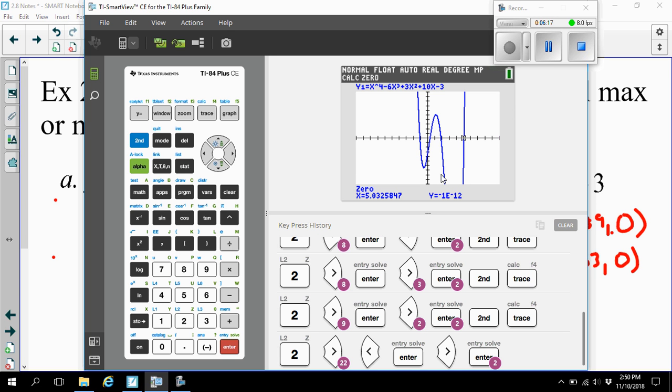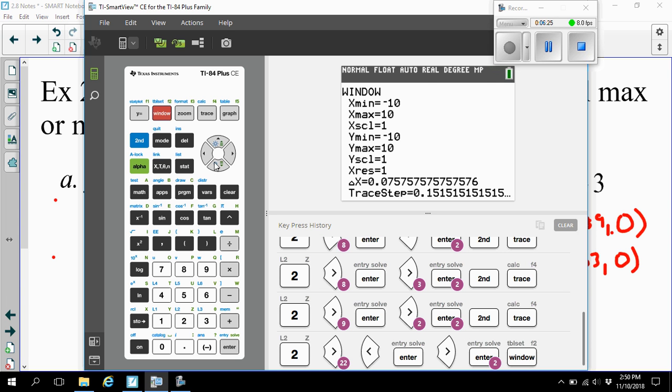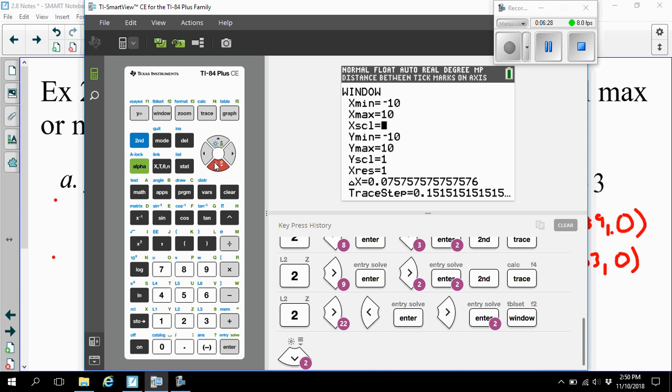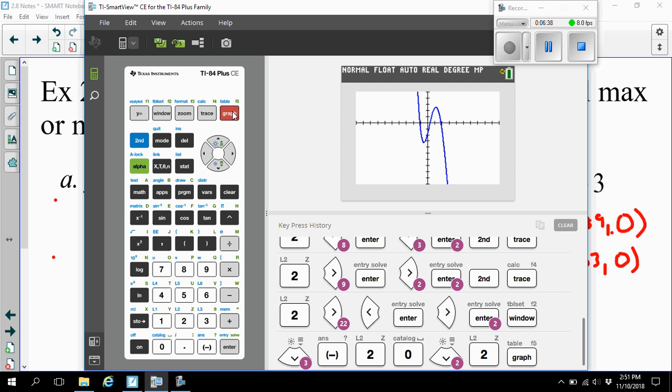This is where it becomes handy, where we do need to change the window so we can see all of our humps here. So I'm going to go to window, I'm going to change my y minimum, because that's what I need to, and I'll change it to -20. And then I'll change my scale to 2. Now I'm just seeing if this is going to work. If not, we change it a little bit more.